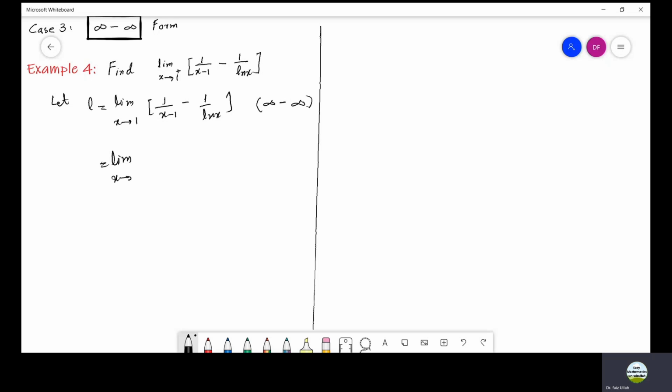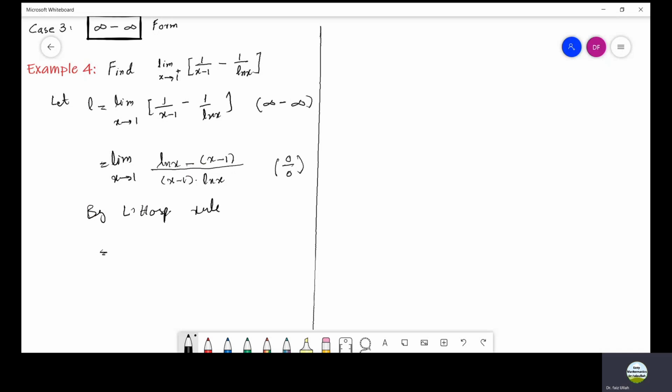We have the limit as x approaches 1, and now the LCM is x minus 1 into ln x. So we have ln x here and minus x minus 1 here. Now if we plug in x is equal to 1, we can see this is 0 by 0 form. So we can use the L'Hopital rule.